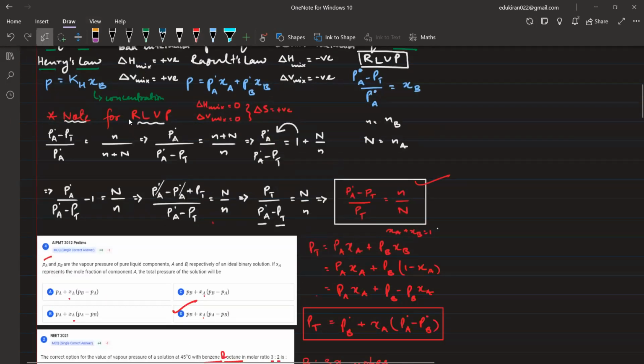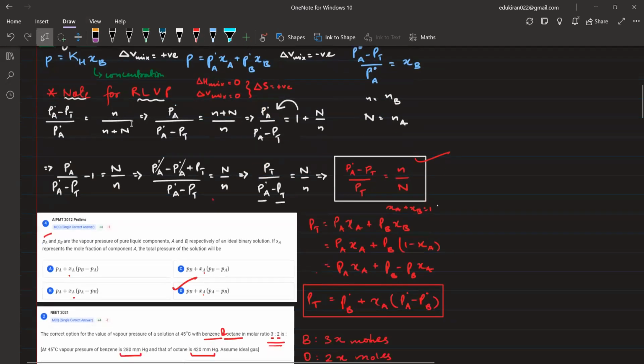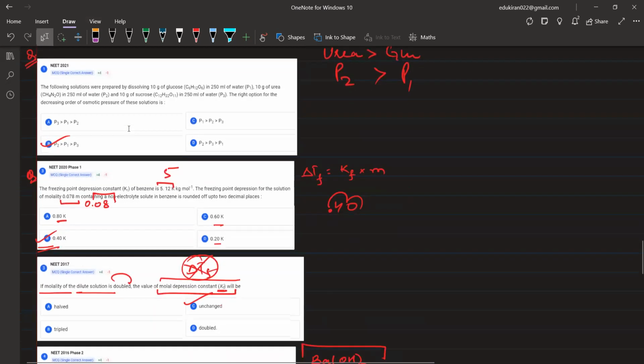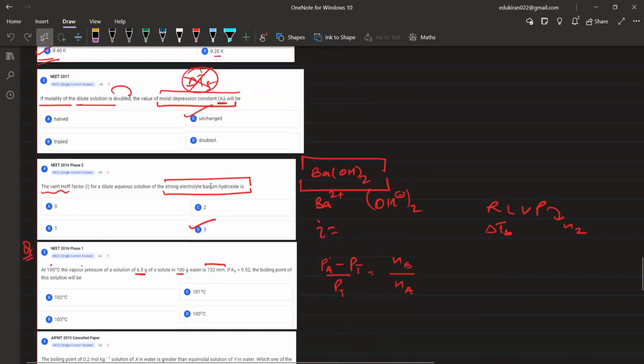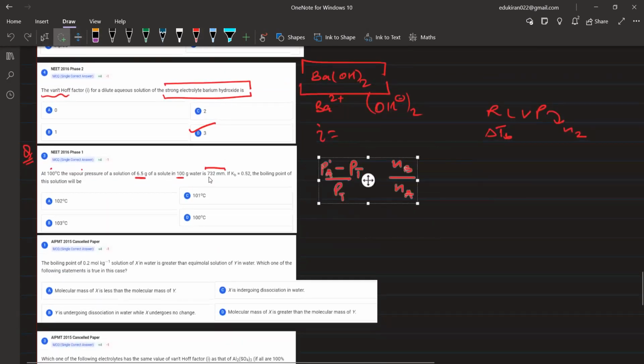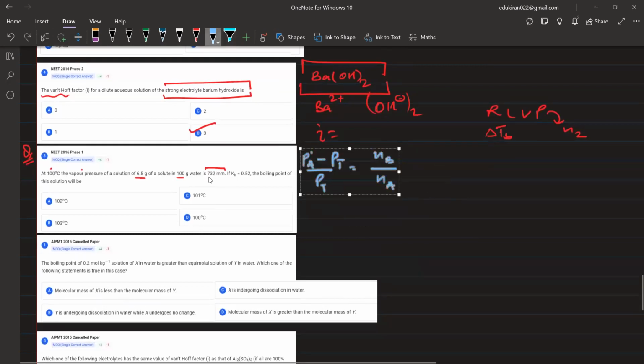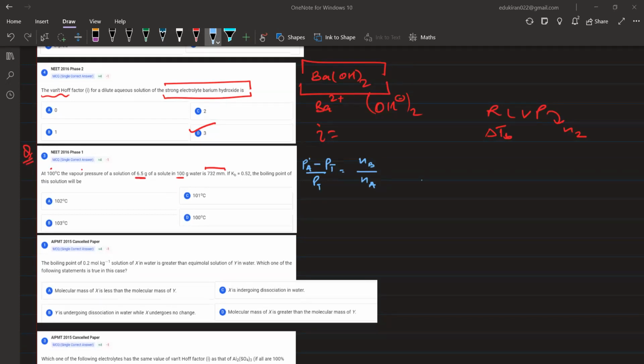This formula: P naught A minus P total upon P total is equal to the number of moles of the solute divided by the number of moles of the solvent. Okay, now tell me what are the things that you already have here. Yes Farhat, tell me, which of these do you have? Is P naught there or not? Vapor pressure of pure solvent. What is the vapor pressure of pure solvent? At 100 degrees Celsius, what will be the vapor pressure of water?